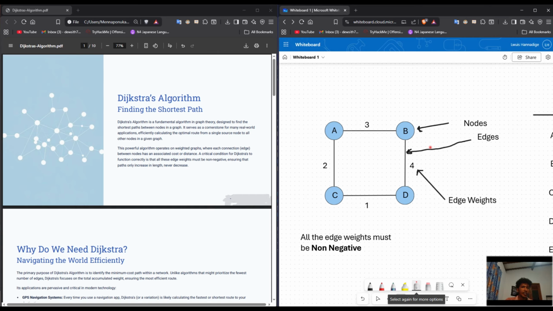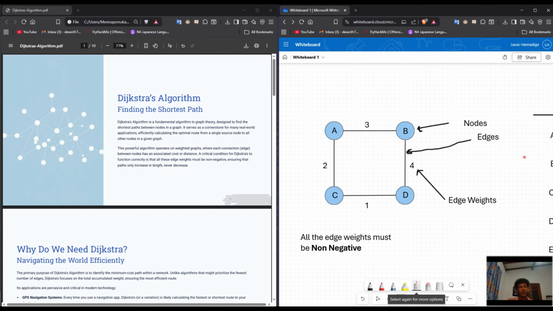Edges are the connections between nodes. In our map, these represent roads or pathways. And these are the edge weights. Each edge has a weight. There shouldn't be an edge without a weight. It is a number that represents the distance, cost, time or any metric. This weight tells how expensive it is to travel along that edge.